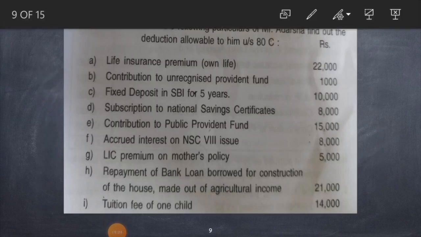So here, life insurance premium on his own life is eligible for deduction, and contribution to unrecognized fund is not eligible, because under section 80C only contribution by an individual to SPF or superannuation fund or recognized provident fund is eligible. So contribution to unrecognized provident fund is not eligible.